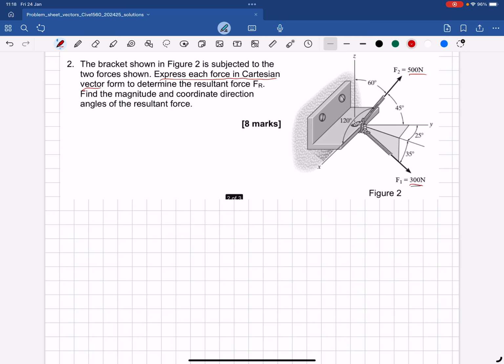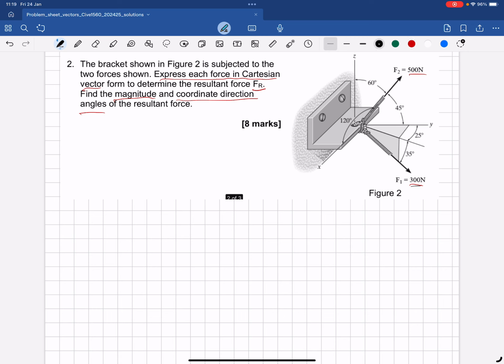So we need to get the forces into vector form, and then calculate the resultant force. Well, that'll be easy once you've got them in vector form. We just add the two vectors, F1 and F2. Find the magnitude and the coordinate direction angles of this resultant force. So the first thing to do is to get each force into vector format.